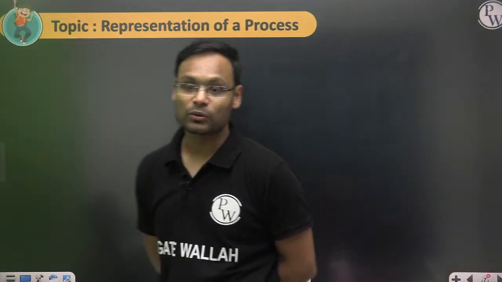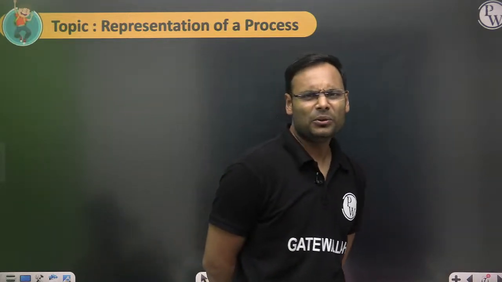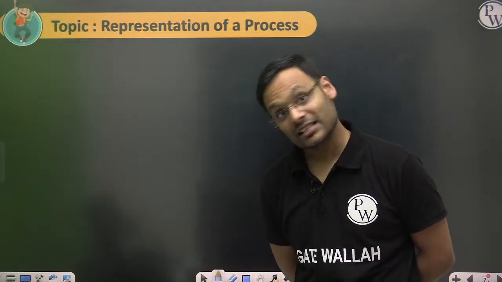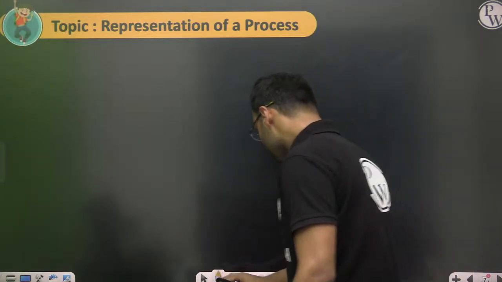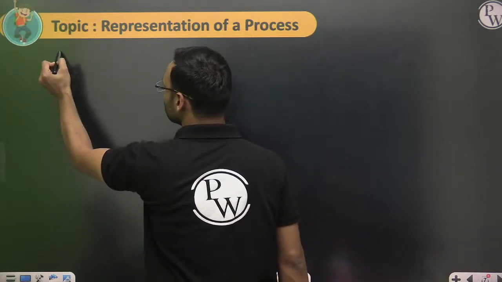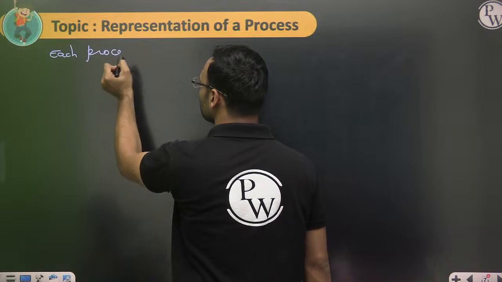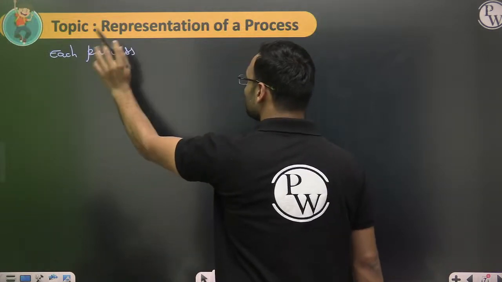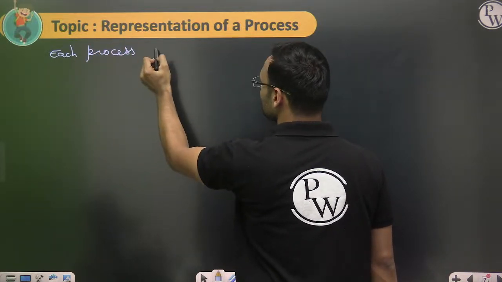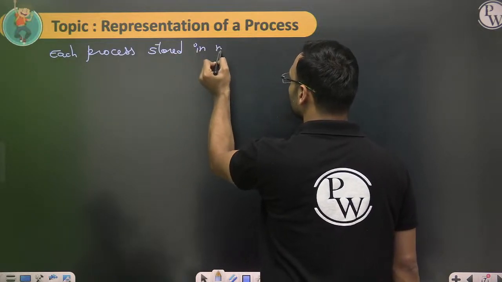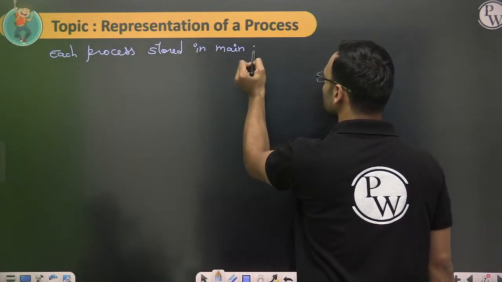Okay, cool enough. Now you will need detailed information about this. Sir, can you tell us what those runtime activities are in detail? Yes, I'll tell you. See, I'll write a statement here: whenever a process comes to the main memory, each process is stored in main memory in 4 sections.